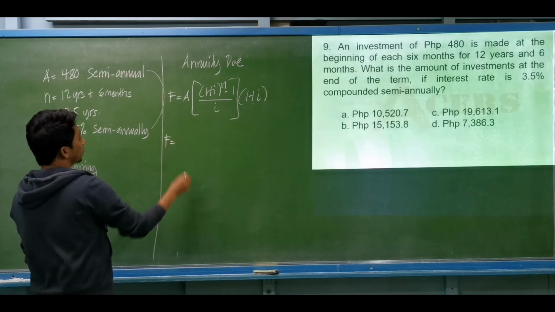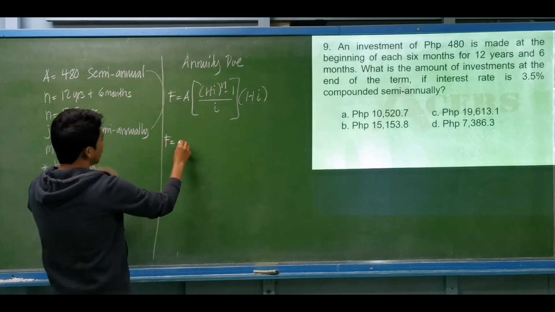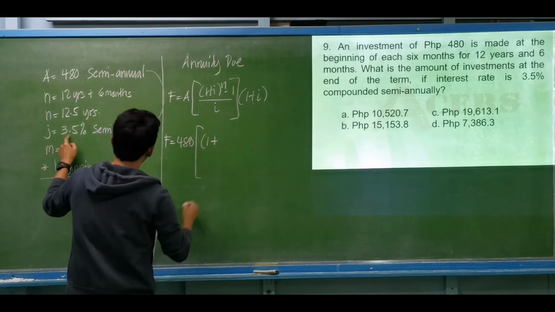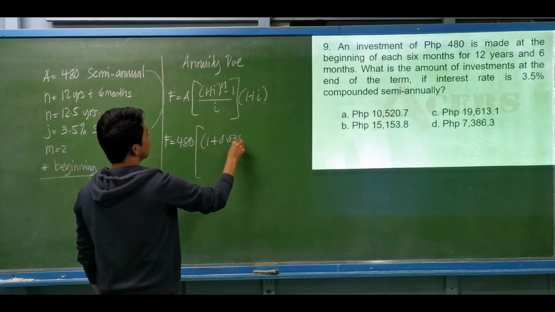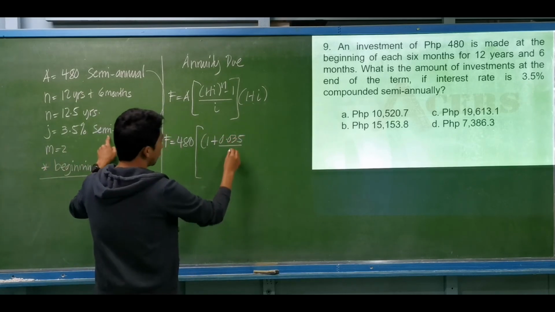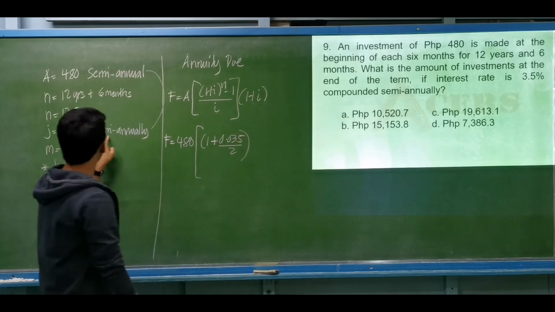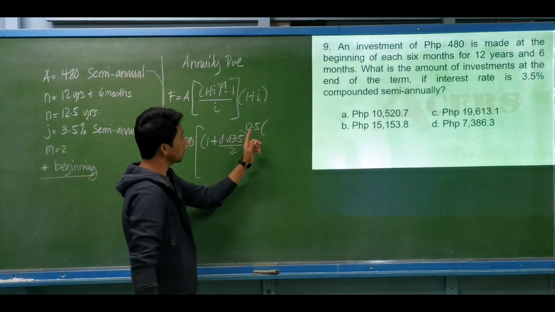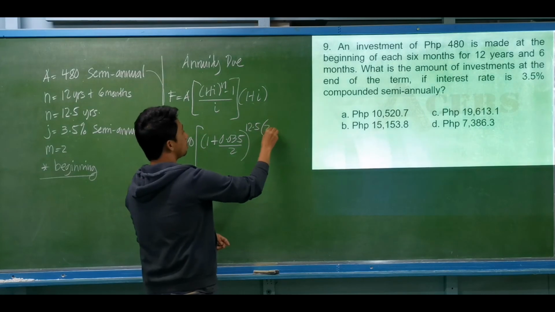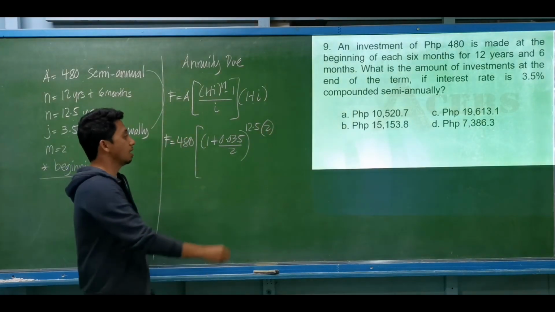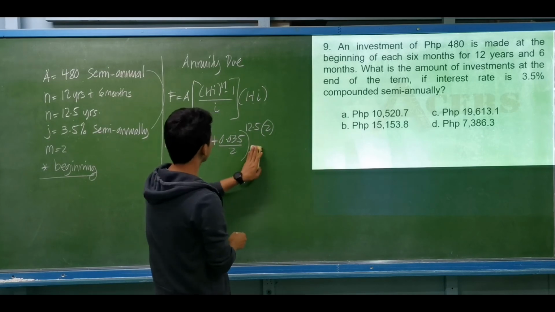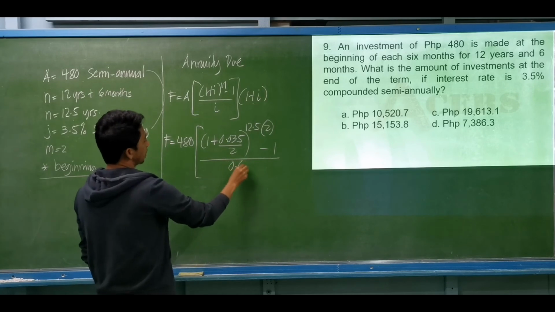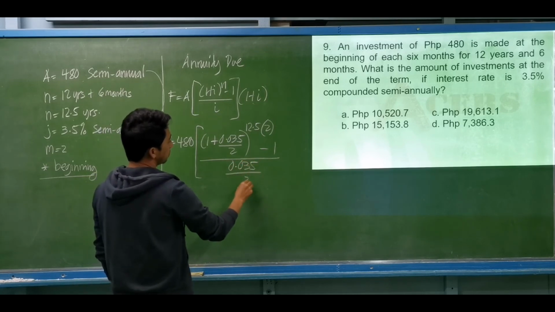The future amount is equal to the annuity due, where the amount of the annuity is 480 pesos, multiplied by 1 plus the nominal rate of 0.035, compounded semi-annually, divided by 2. The period is 12.5 years, so we multiply it by 2 since the payment is semi-annual, minus 1, all over the nominal rate 0.035 divided by 2.